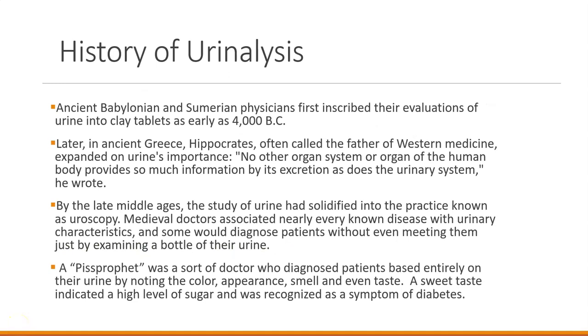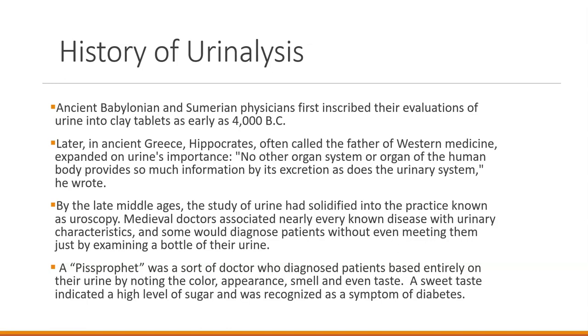Ancient Babylonian and Sumerian physicians first inscribed their evaluations of urine into clay tablets as early as 4000 BC. That was a really long time ago. Later, in ancient Greece, Hippocrates, often called the father of Western medicine, expanded on urine's importance. No other organ system or organ of the human body provides so much information by its excretion as does the urinary system, he wrote.